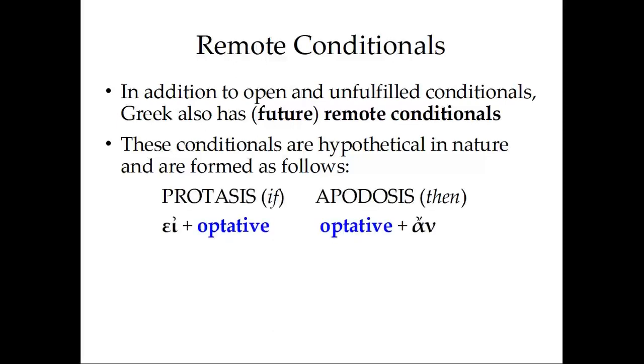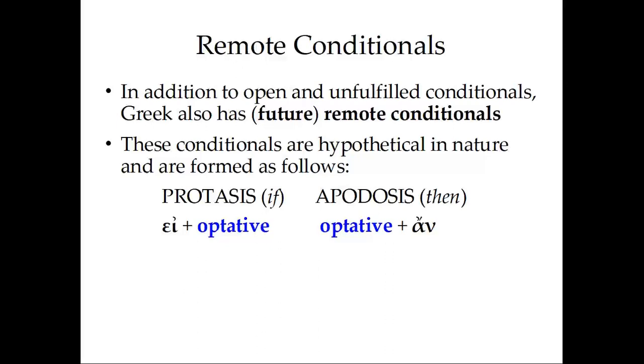The protasis is going to be an if plus optative, and the apodosis is going to be optative plus an. We've seen an before with the subjunctive, but also with the optative in potential clauses. Here we're going to see it in conditional sentences. The protasis, again, is the if part of the conditional sentence. The apodosis is the then. We're going to see the optative on both sides in these remote conditionals.